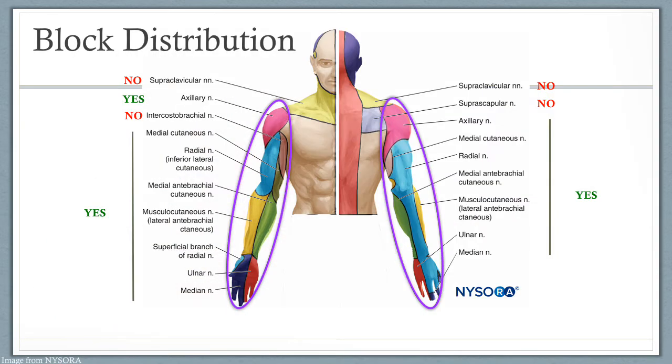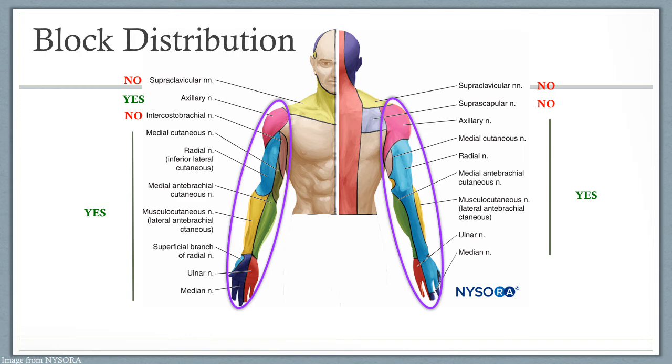The distribution of the supraclavicular nerve block includes the axillary, radial, ulnar, median, musculocutaneous, and the medial cutaneous nerves. It does not include the intercostobrachial nerve. If the patient may have a tourniquet or medial arm surgery or posterior arm surgery, an additional intercostobrachial nerve block may be appropriate. The intercostobrachial nerve is not part of the brachial plexus, as it usually comes from T2 and occasionally T1.